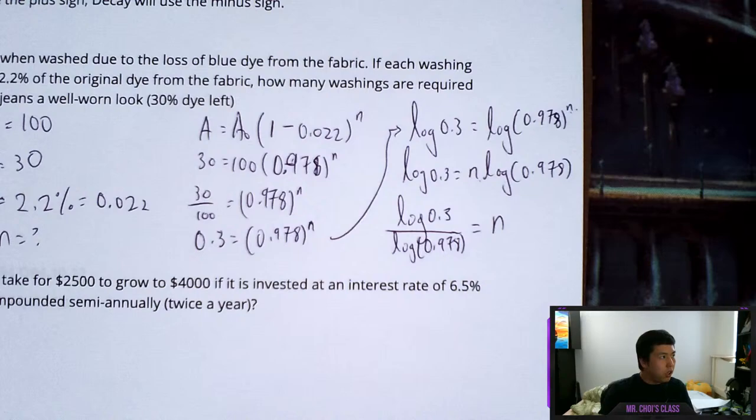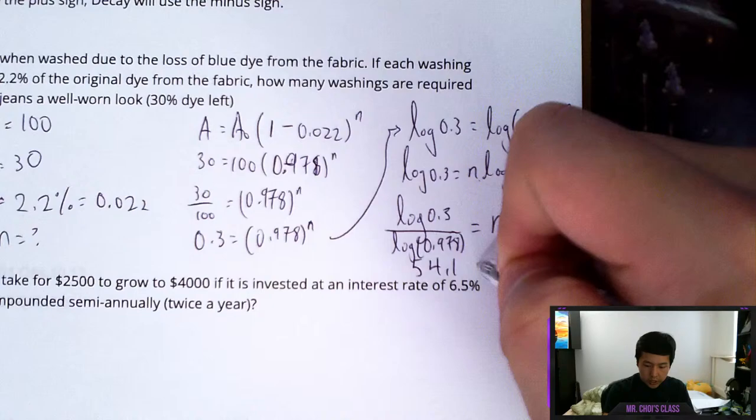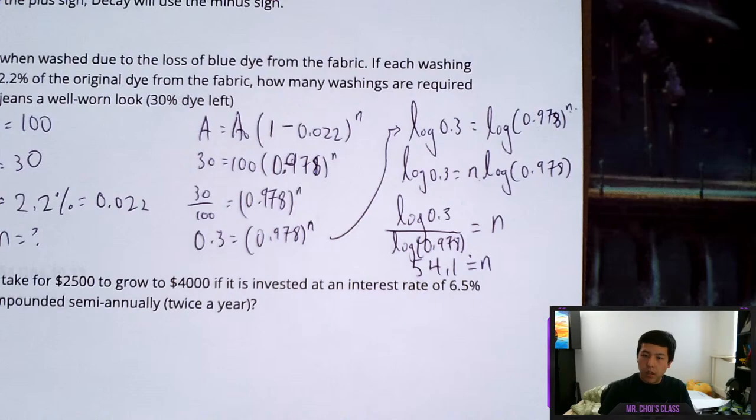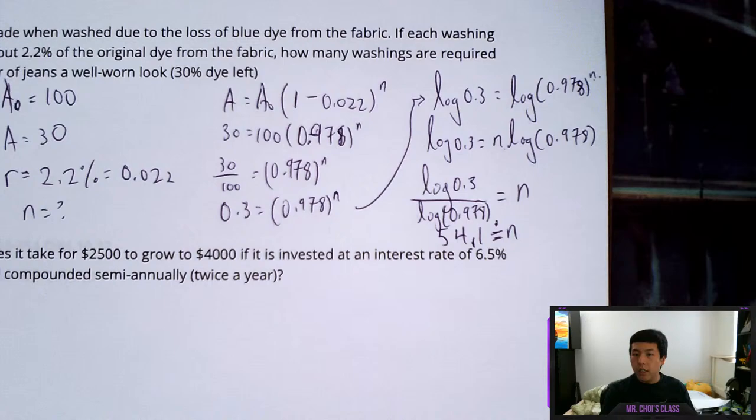Log of 0.3 divided by log of 0.978 is going to give us 54.1, which is equal to n. I'm running out of space here, so I'm not going to write it. Therefore, approximately 54 washes are required to give a pair of jeans a well-worn look.